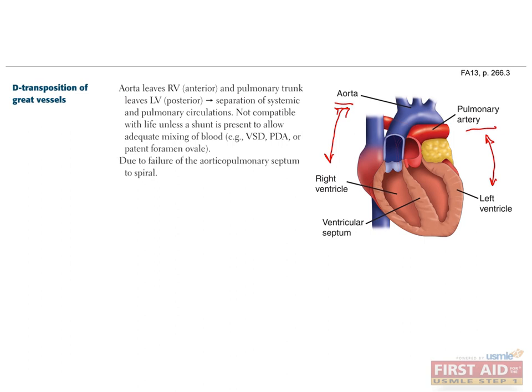Well, this occurs when there's a failure of the aorticopulmonary septum to spiral. This basically creates two separate circulations, one for pulmonary blood and one for systemic blood. As you might imagine, this lesion is fatal unless there is some shunt, such as a VSD, PDA, or a patent foramen ovale that allows for sufficient mixing of these two circulations. As with tetralogy of Fallot, transposition of the great vessels must be corrected surgically in order for the patient to survive.